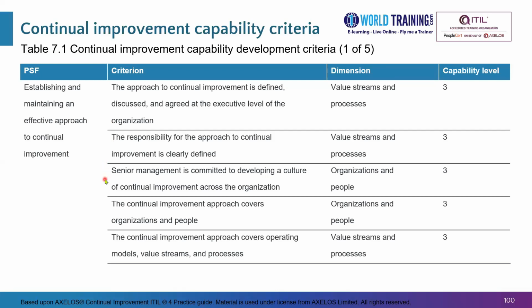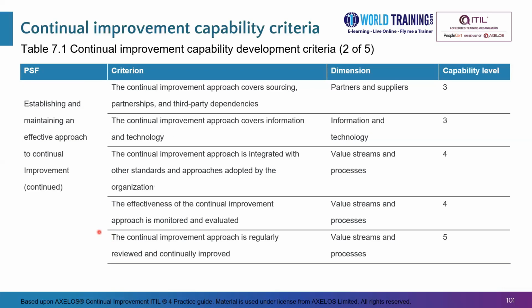The third is that the senior management is committed to developing a culture of continual improvement. Fourth, the continual improvement approach covers organizations and people. Next, this approach covers operating models, value streams, and processes. Continuing further on the same approach PSF, we start from the top. This approach covers sourcing, partnership, and third-party dependencies. This approach covers information and technology. And this approach is integrated with other standards and approaches adopted by the organization.